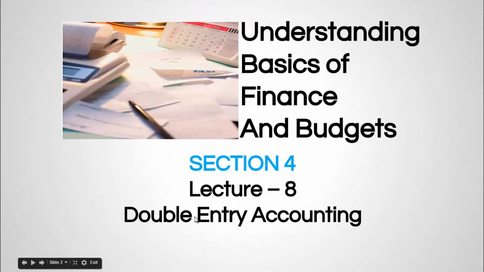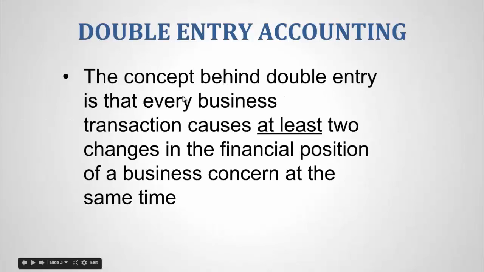In this section and lecture, we will discuss the double entry accounting system. The concept behind double entry is that every business transaction causes at least two changes in the financial position of a business concern at the same time. The core idea is to record the dual effects of each business transaction. It is a system under which both the changes in a transaction are recorded together. One change is debited and the other change is credited with an equal amount.